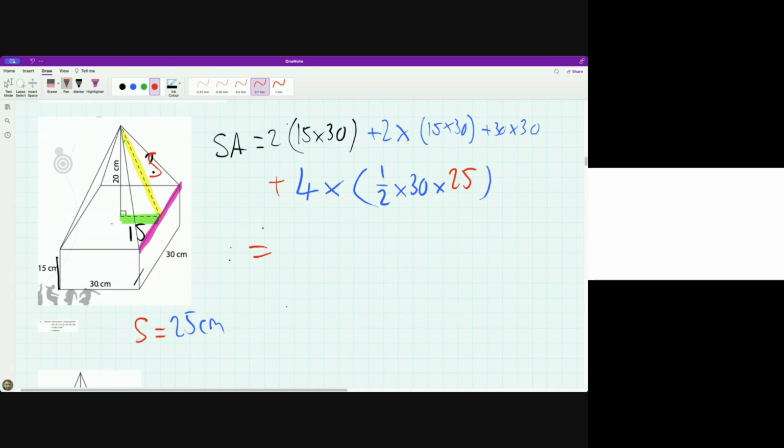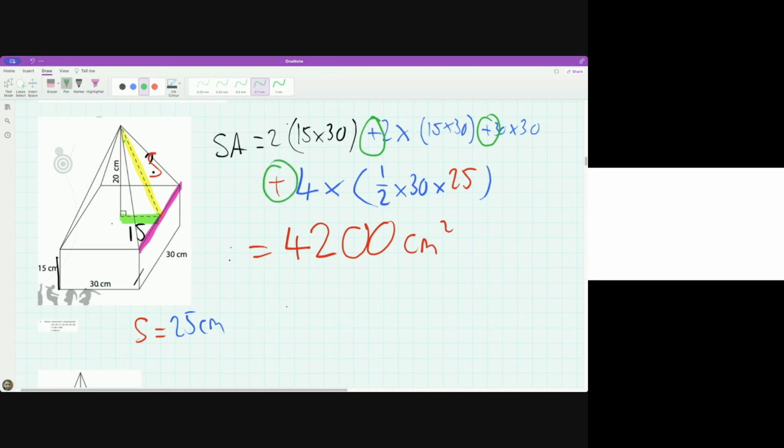Did I give it away? Oh, sorry, Boucle. I got a bit too excited. I get 4,200. Does anybody get 4,200 centimeters squared? Okay. So watch out, Naledi, because there's plus signs between. There's a plus sign here, there's a plus sign here, and there's a plus sign there.